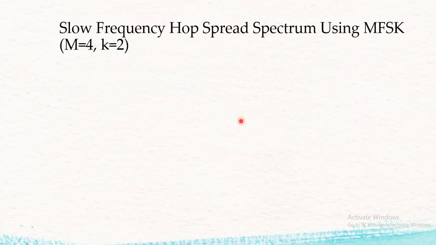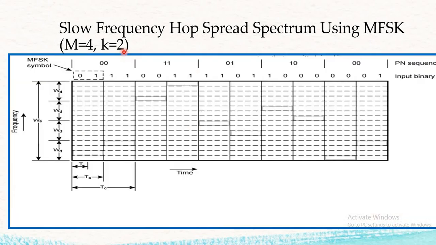Okay, so here I have shown you the example. This is the condition where we are using the MFSK technique, where M is equal to 4 and k is equal to 2. Now what are this k and M? k is the length of a symbol, and M is always given by 2 raised to k. So M is equal to 4 and k is equal to 2. First is the basic diagram.